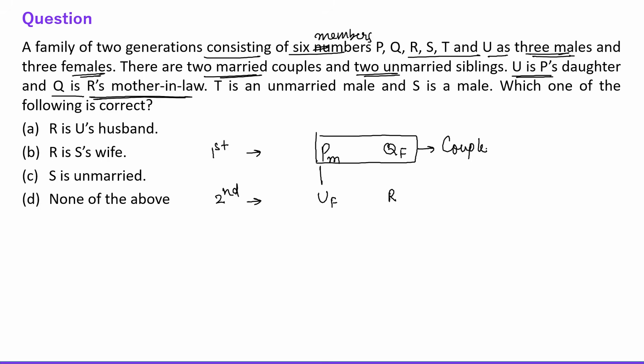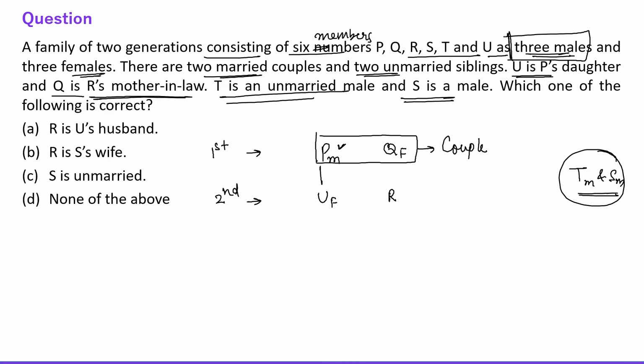After that, the question is saying T is an unmarried male and S is also male. T and S both are male, and P is also male. The question is saying 3 males and 3 females. P is male, T and S are also male, so we have got 3 males. So now it is 3 females. R is female obviously.